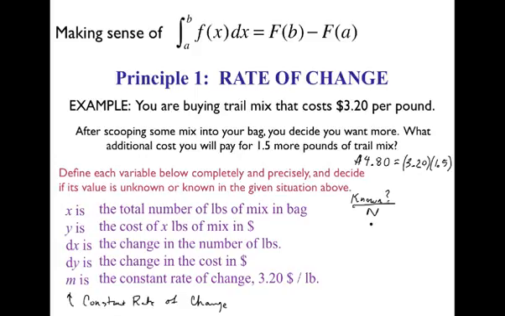How about the change in the number of pounds? What is that? DX is, in this situation, 1.5. What about the change in the cost? 480. Okay, and then do we know the constant rate of change? Yeah, it's right there. Okay?